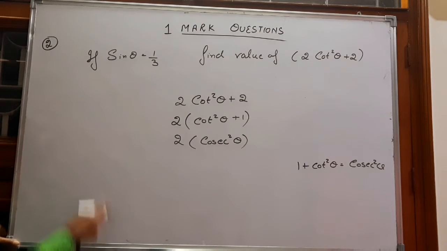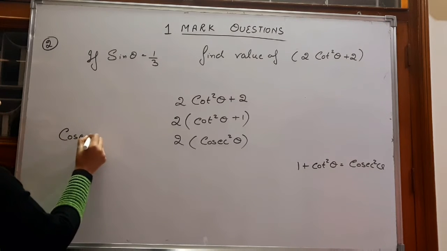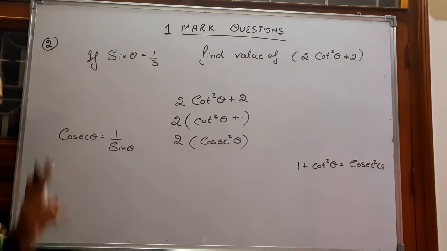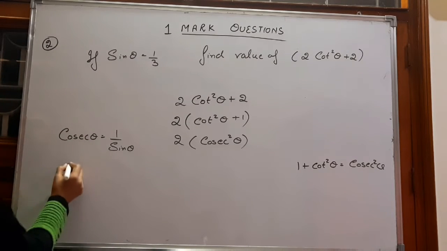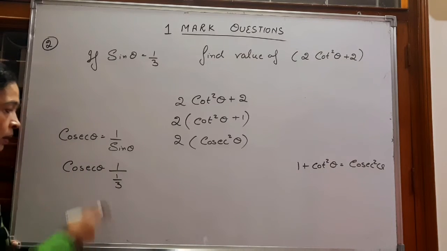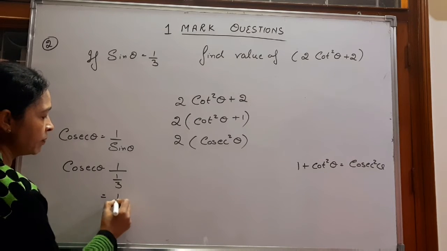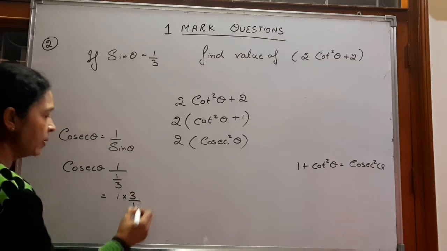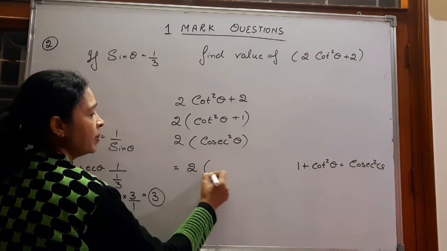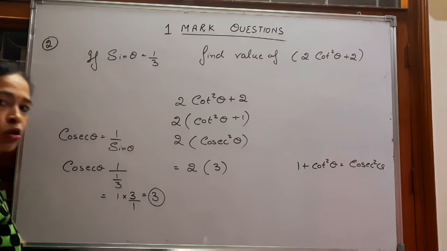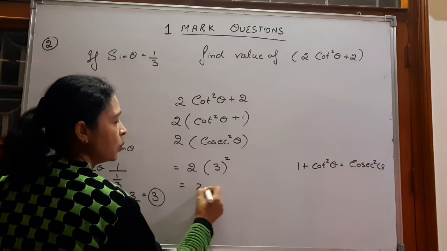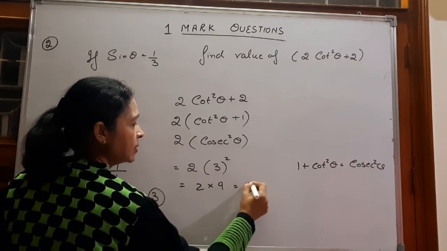What is given? Sin theta. Cosec theta is the reciprocal of sine. Cosec is 1 upon sine and sec is 1 upon cos. Now cosec theta will be 1 upon 1 by 3. Fraction in the denominator will be 1 into 3 by 1. The value of cosec theta is 3. So our value will be 2 into cosec square theta, meaning cosec theta whole square. Cosec theta is 3, whole square. That is 2 into 9, 18 is our answer.